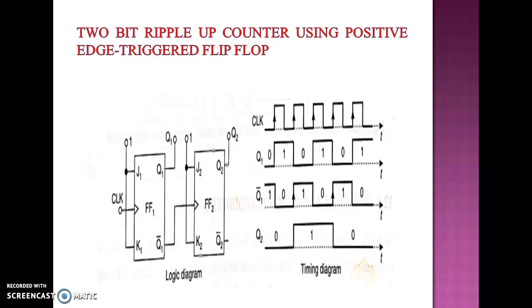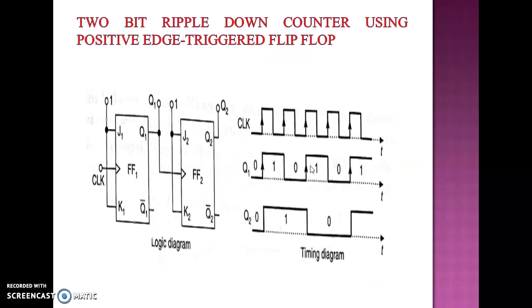The counting sequence is 00, 01, 10, 11 and again returns to 00. Next is 2-bit ripple down counter using positive edge trigger flip-flop. This is the whole circuit diagram of the ripple down counter using positive edge trigger flip-flop.